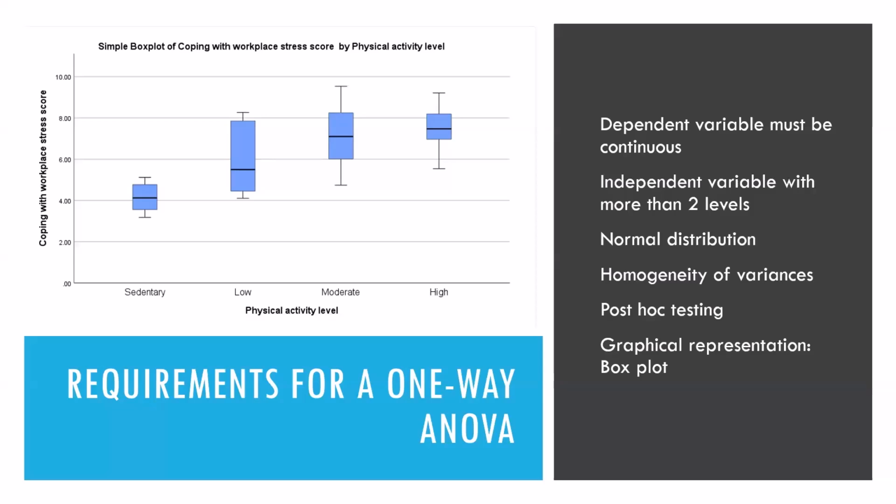So what do you need for a one-way ANOVA? The dependent variable must be continuous. And again, the dependent is always that outcome variable. The independent variable has more than 2 levels. If it only has 2 levels, you can technically still run it, but you might as well have just simply run the independent sample t-test. You need that normal distribution. You need homogeneity of variances. You can do post hoc testing, and there's different post hoc tests based on that homogeneity of variance test. And the graphical representation is the box plot.